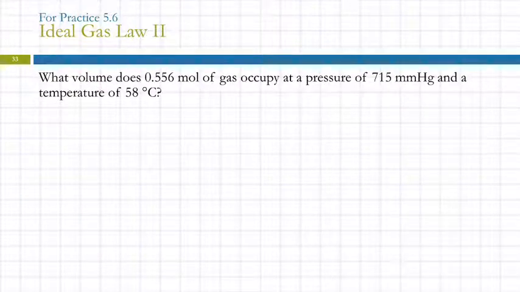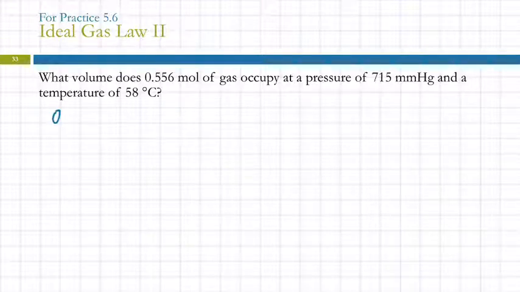Let's do another problem. This one has some unit conversions in it. So what volume does 0.556 moles of gas occupy at a pressure of 715 millimeters of mercury and a temperature of 58 degrees Celsius? So we look at this and nothing's changing, so I'm not going to make a table, because I'm recognizing now that this is going to be an ideal gas law problem. I still want to organize the information that I'm given.